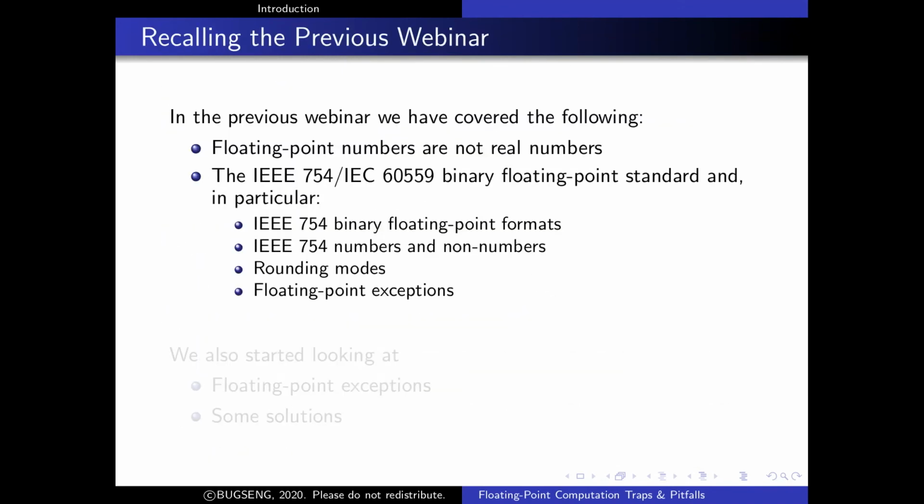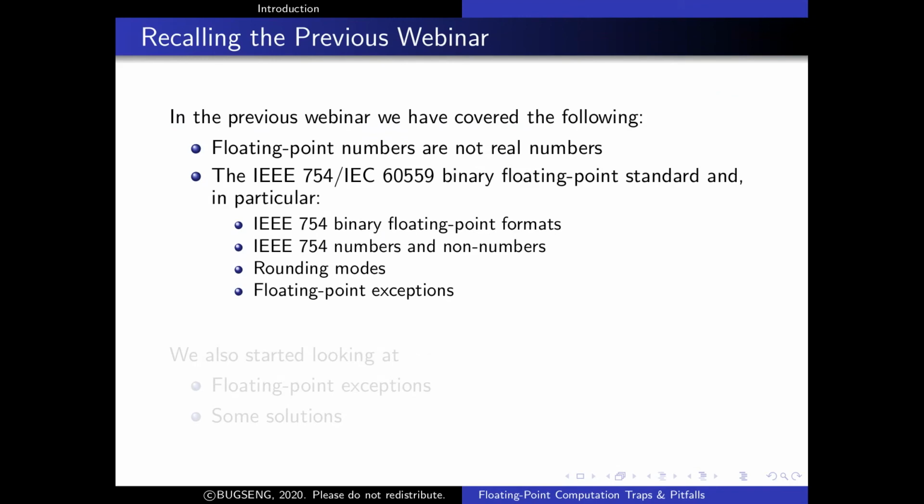Okay, so in the previous webinar, we covered the IEEE 754 floating point standard. And I think I didn't mention in the previous webinar that IEEE 754 and IEC 60559, which is mentioned in the C and the C++ language standards, are exactly the same thing. So whenever I say IEEE 754, I could equally say IEC 60559. Okay, so we have seen the format.